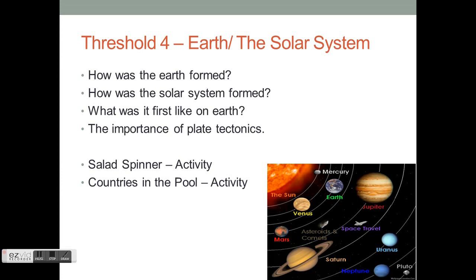We did two activities for Threshold 4. The first one was a salad spinner activity, where we got a salad spinner, put paint inside it, and lined it with paper. Now when you spun it, the paint was supposed to flick up onto the paper, and that showed you how planets were first formed, with rocks, clouds of dust, and that's how planets formed.